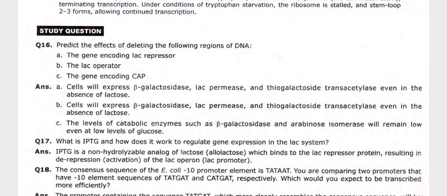To predict the effects of deleting the following agents in the RNA: the gene encoding lac repressor. Cells will express beta-galactosidase, lac permease, and so on.